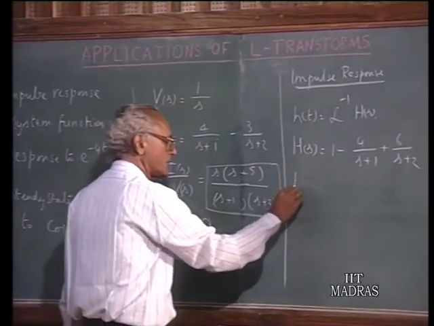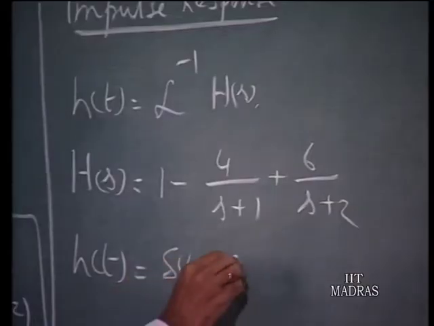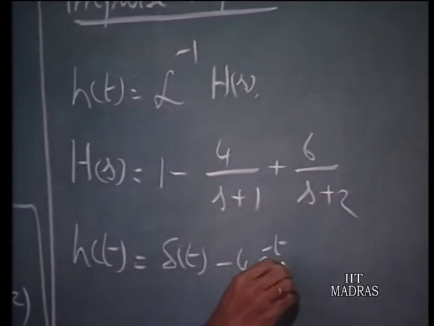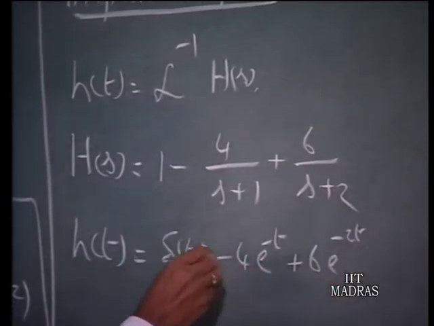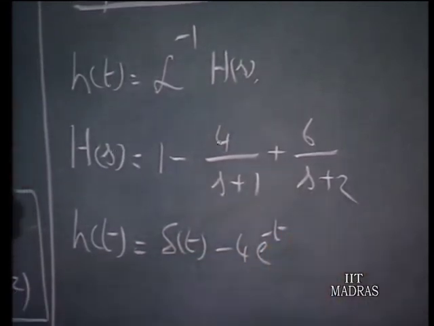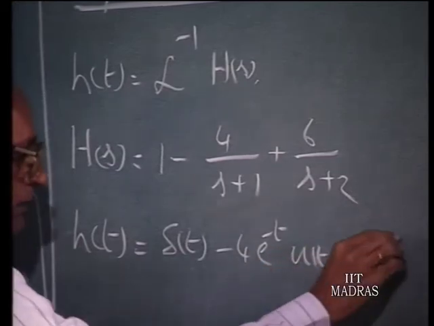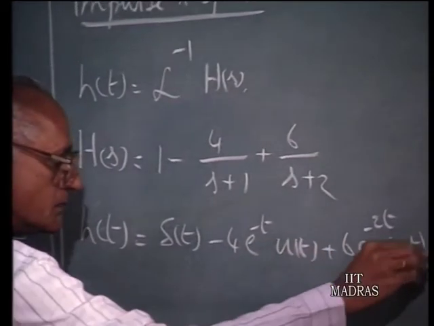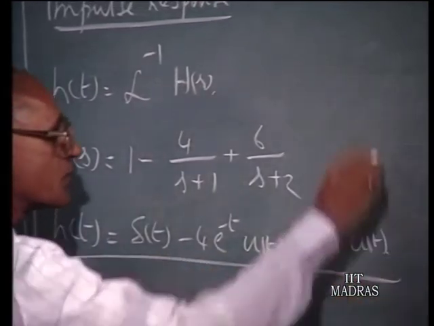If you take the inverse Laplace transform of this, it is delta t minus 4 e to the power of minus t u(t) plus 6 e to the power of minus 2t u(t). That is the impulse response.